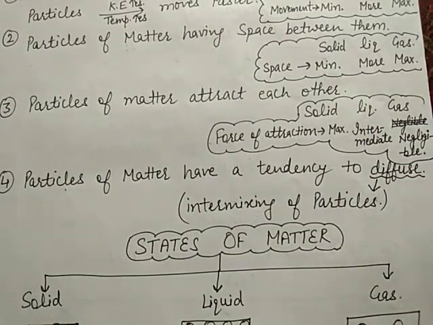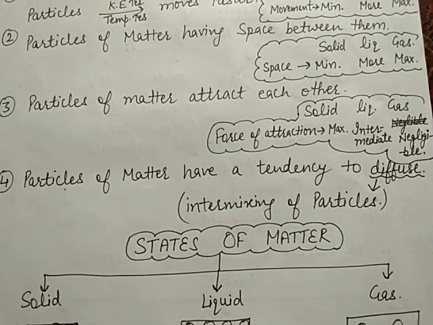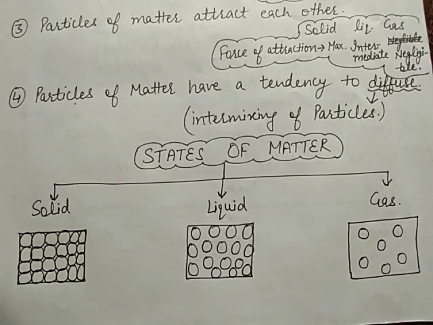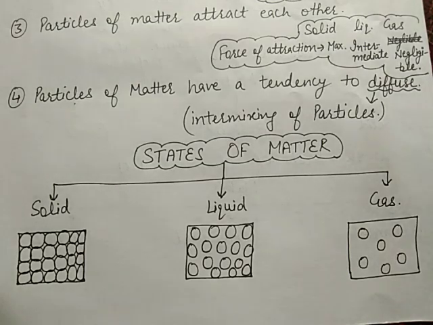Now the next characteristic: the particles of matter have space between them, which means they have intermolecular space. It is shown by an activity. Take some water in a beaker and note its level. Dissolve some salt or sugar in it with the help of a glass rod. The salt dissolves in water, but the level of water does not change. This is because the particles of salt get into the space between the particles of water. So all these are the important characteristics of matter.